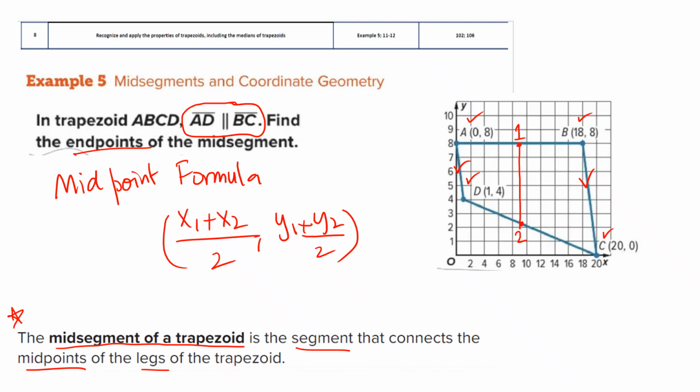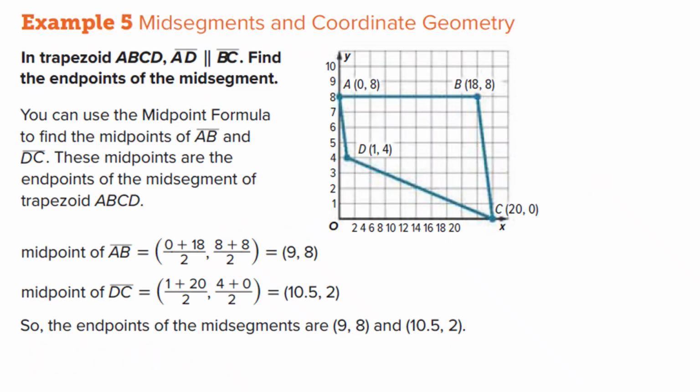So I repeat, to find the endpoints of the mid segment, you'll use the midpoint formula along with the fact that the mid segment is going to be parallel to the other two sides. So first you are going to find the midpoint of AB, that will give you one endpoint, then you find the midpoint of CD. So let's see how we solve this in the next slide. As I already explained, we are going to use the midpoint formula in this question, and these midpoints are the endpoints of the mid segment of the trapezoid.